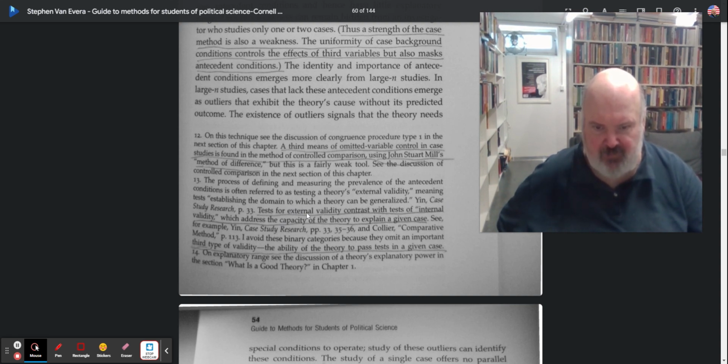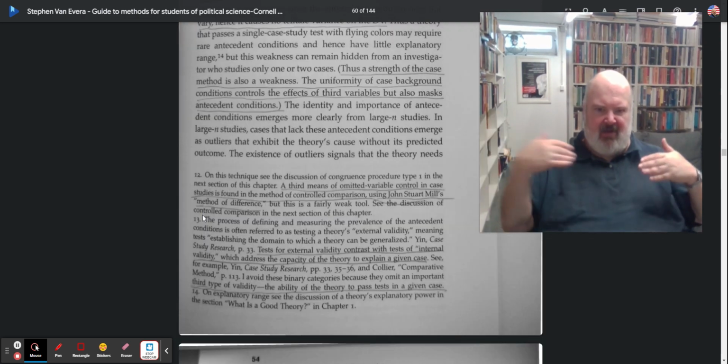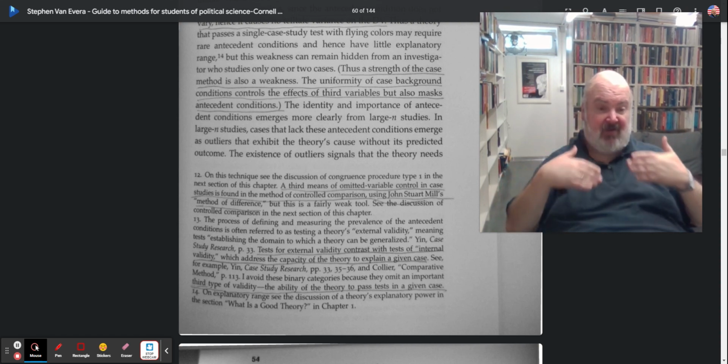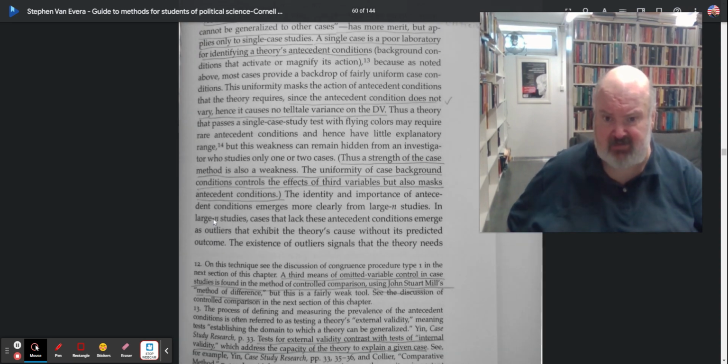Yin, right? Tests for external validity contrast with tests for internal validity, which address the capacity of the theory to explain a given case. See, for example, Yin and Collier. I avoid these binary categories because they omit an important third type of validity, the ability of a theory to pass tests within a given case. So he thinks this binary idea misses the point because it fails to examine the ability to pass a test and the strength of testing, right?